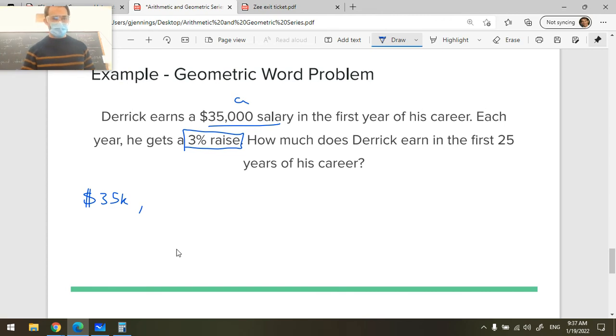So the next term is going to be 35K, that A multiplied by the ratio once. And so that would be 1.03. And the next term would be 35K multiplied by 1.03 twice. So I'm going to raise that to the power 2. And so on and so on until big money he's making in his last year, 35K multiplied by 1.03 raised to the power 25 minus 1.